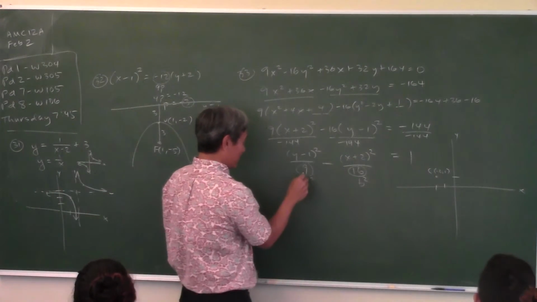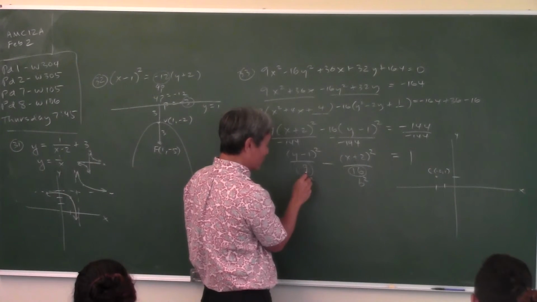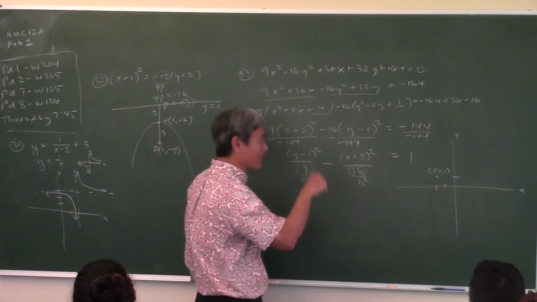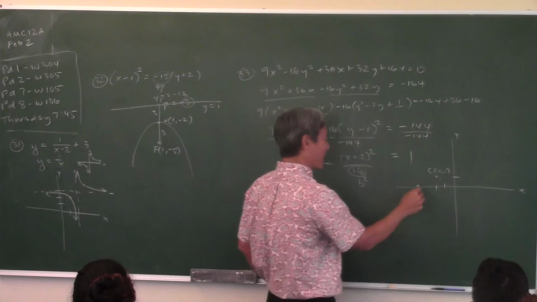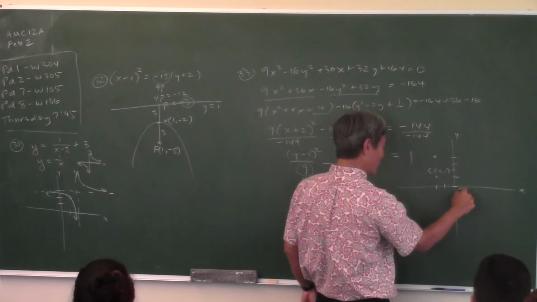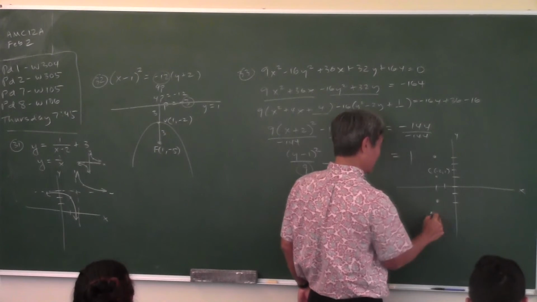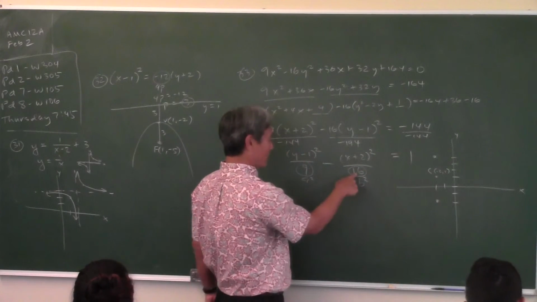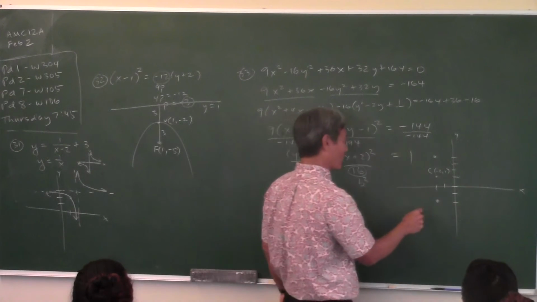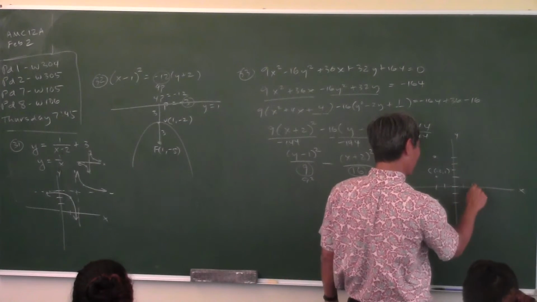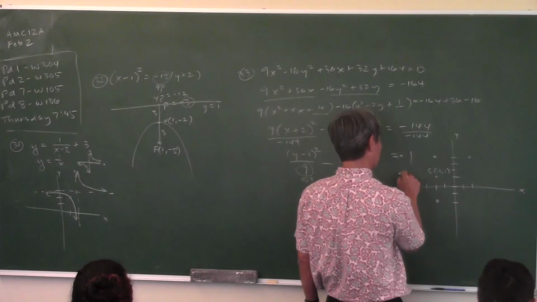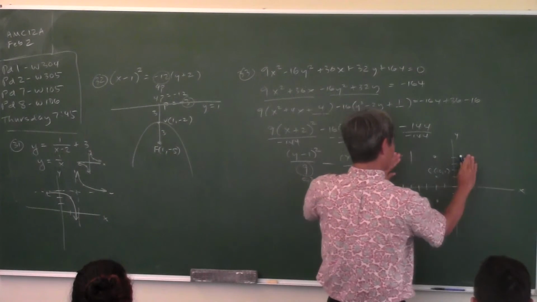Now, since this number is under the y, the square root of this number tells you how much to go up and down. So I have to go 3 up, 1, 2, 3, and then 3 down, 1, 2, 3. The square root of this number tells you how much to go left and right because it's under the x. So you go 4 to the right, 1, 2, 3, 4, and 4 to the left, 1, 2, 3, 4.